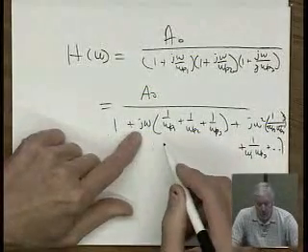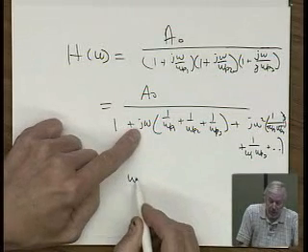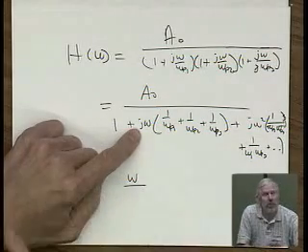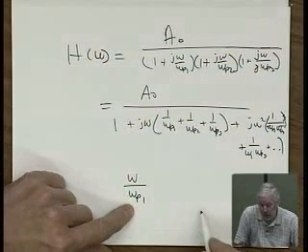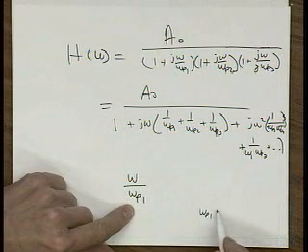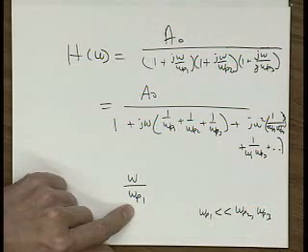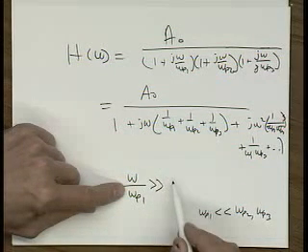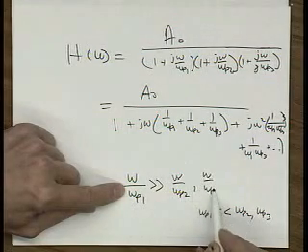Now, what we're saying is if the poles are widely spaced, let's say omega p1 is the lowest frequency pole, so omega p1 is much, much less than omega p2 and omega p3. That means that omega over omega p1 will be much, much greater than omega over omega p2 or omega over omega p3.